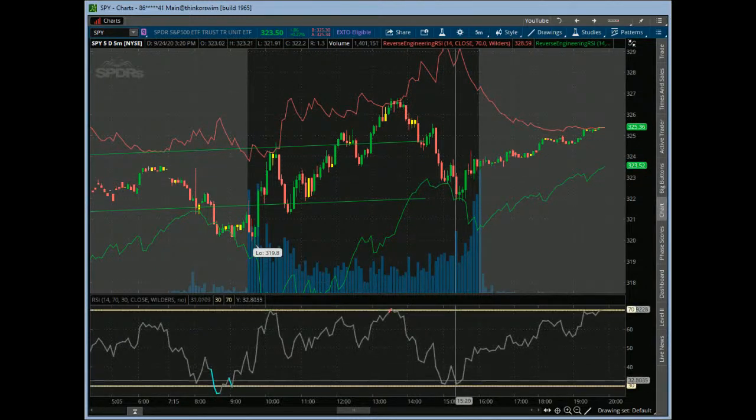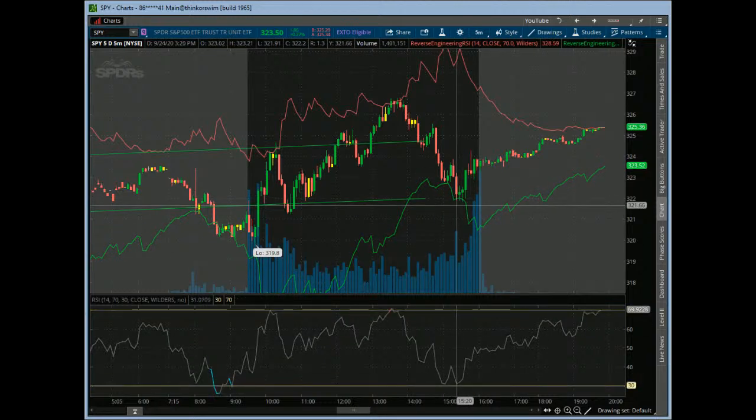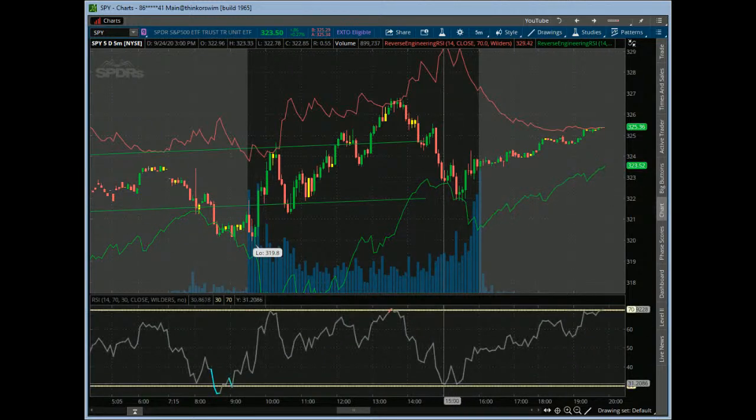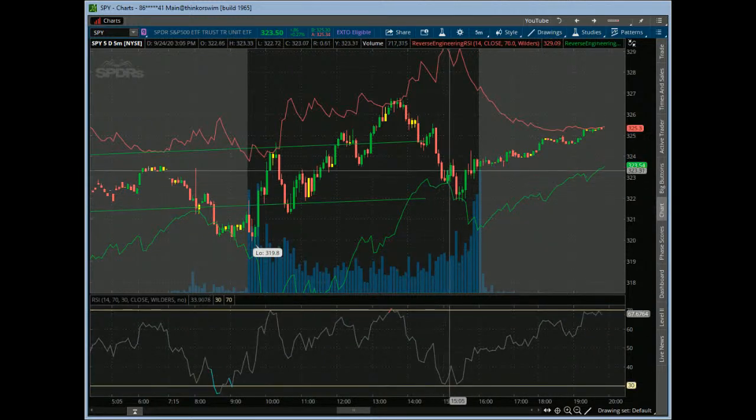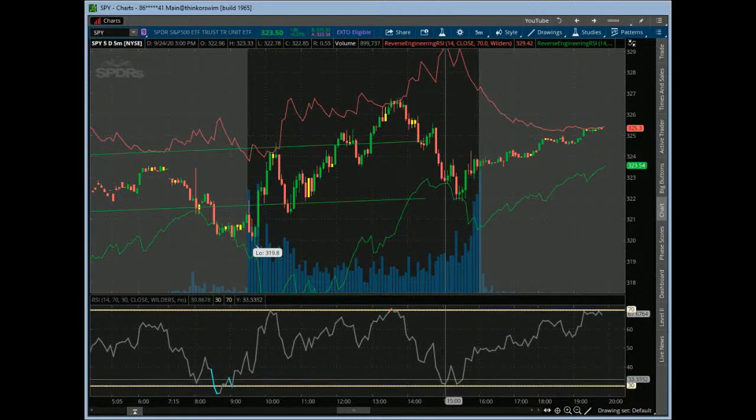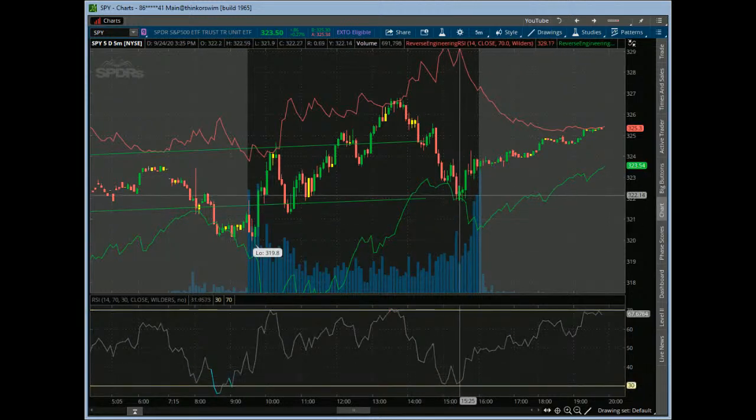We bounced right here. We had a double bottom, right? Now it's interesting, because price was higher right here, but it's showing you where on the price it is based on where it is on the RSI. So it's really, really cool. And then we ultimately bounced off of this RSI into the close.